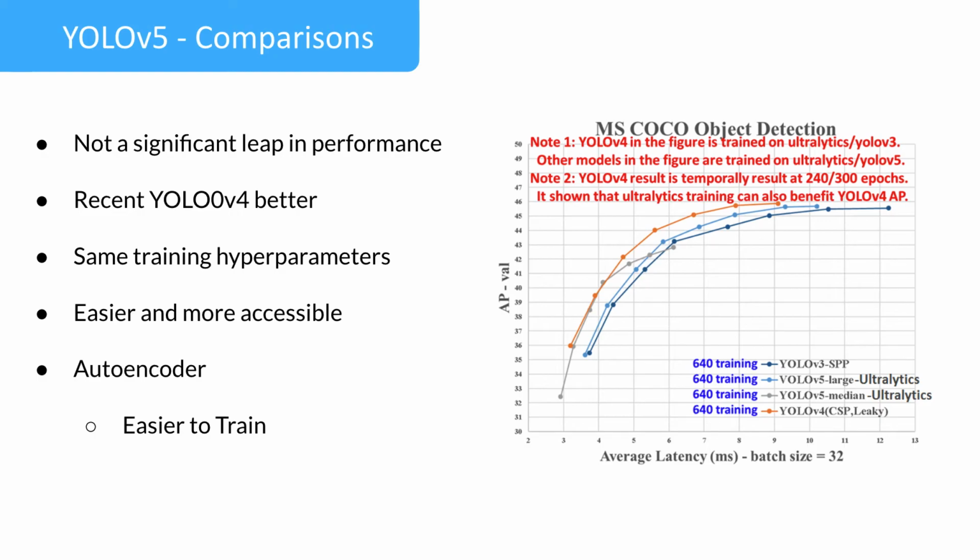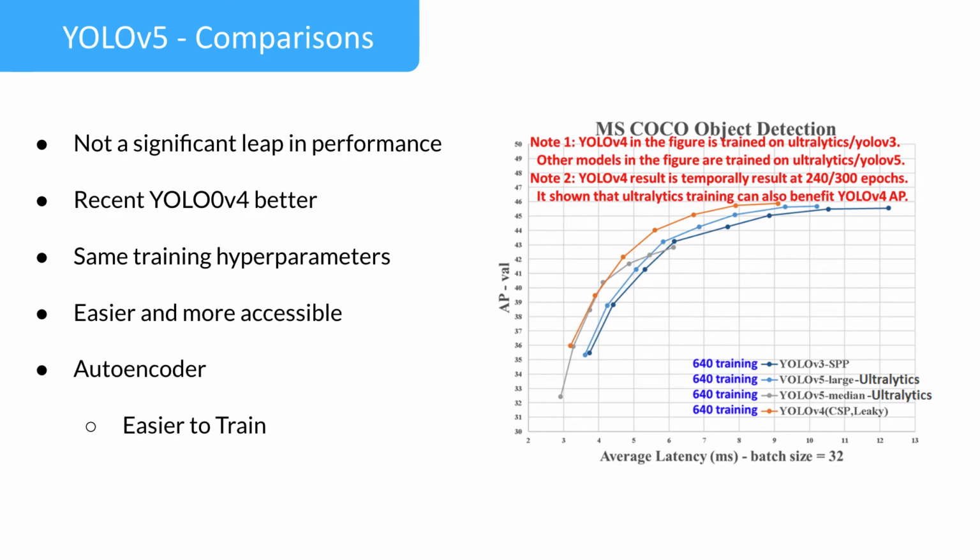The company Ultralytics, their goal was to just make training easier and more accessible to customers. And they are a company after all. So fundamentally, what's really important is their relationship with the customers. And one way they accomplished this was with something called an autoencoder, which I'll talk about more later.